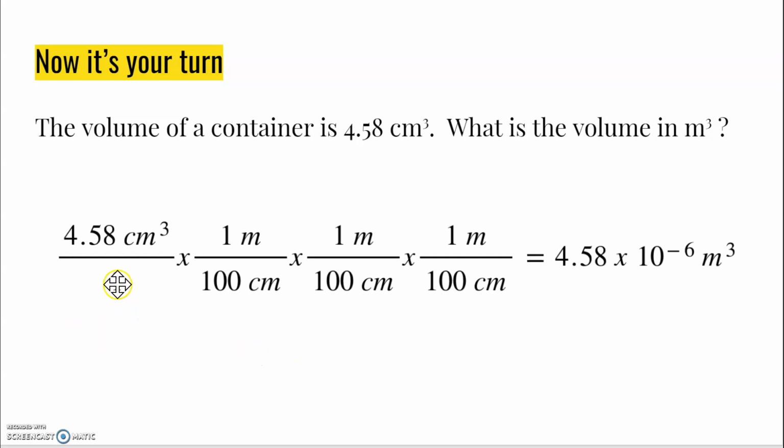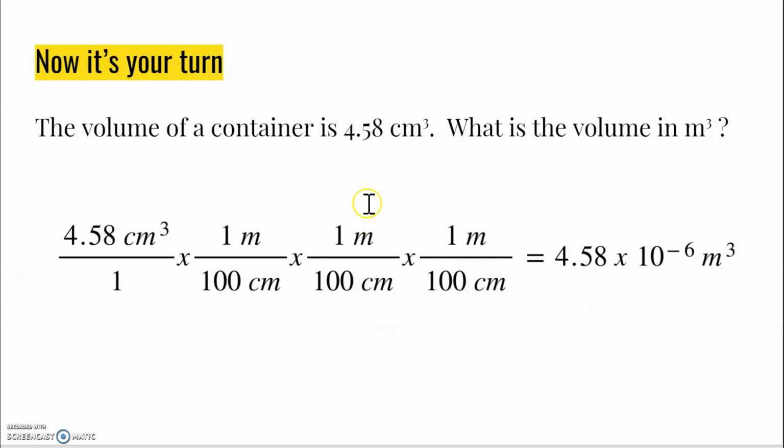Is this what yours looked like? I'm looking for meters cubed. I started with 4.58 centimeters cubed over 1. And once again, I have the same equivalence as I've had before. There's 100 centimeters in 1 meter. I have to do this 3 times to cancel out because this is cubed and I need 3 meters on the top, so it's meters cubed. And I can do this in my head or you can plug it in your calculator. 4.58 divided by 100 divided by 100 divided by 100 gives me 4.58 times 10 to the negative 6 meters cubed.